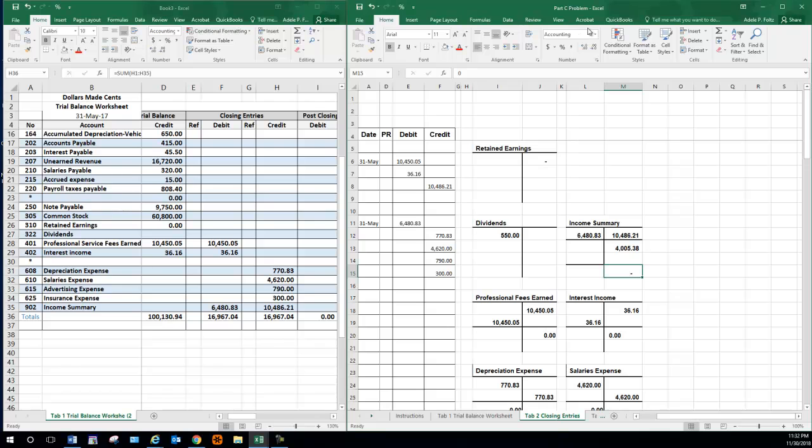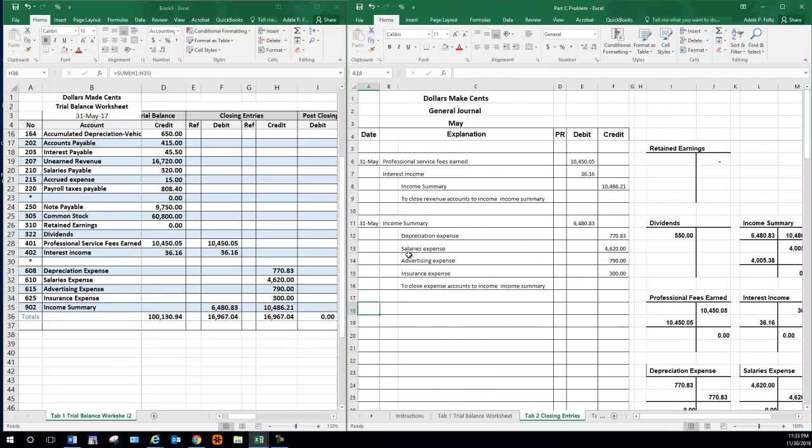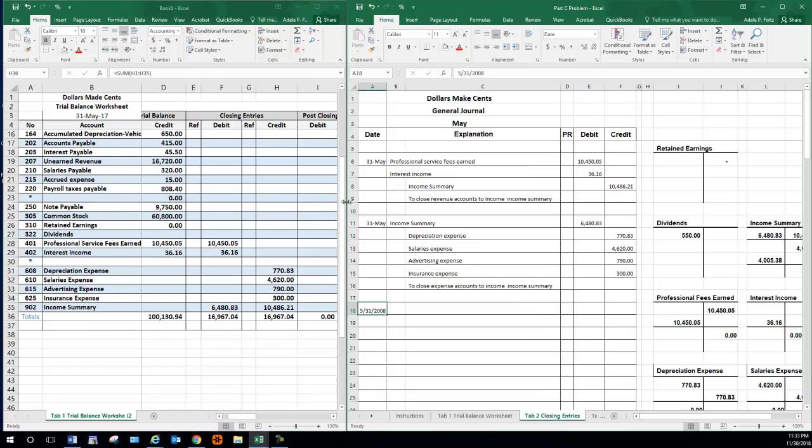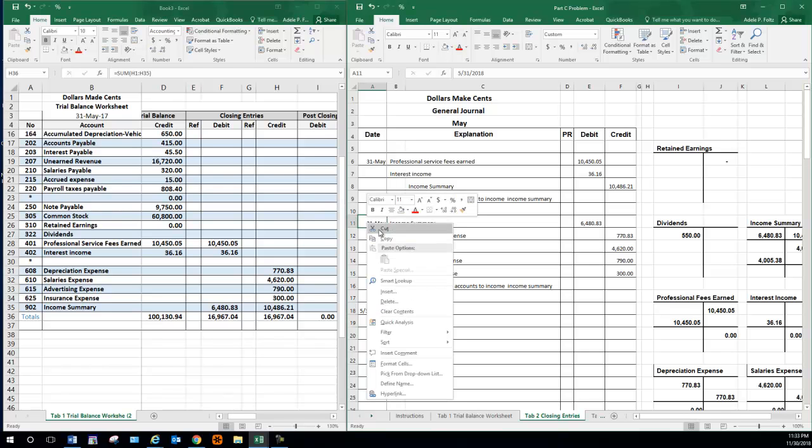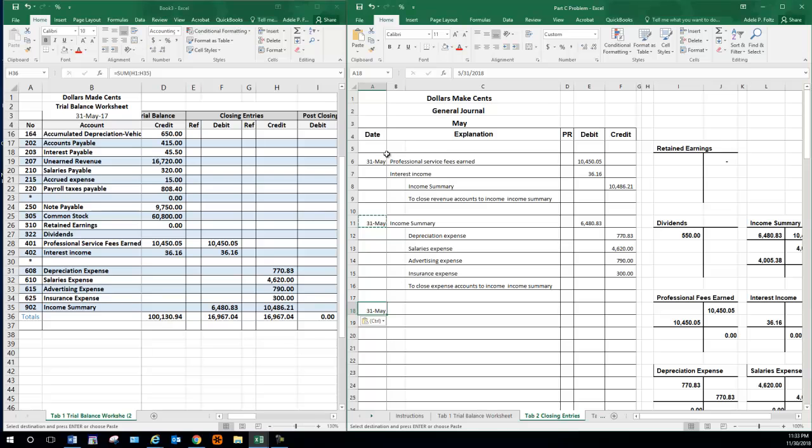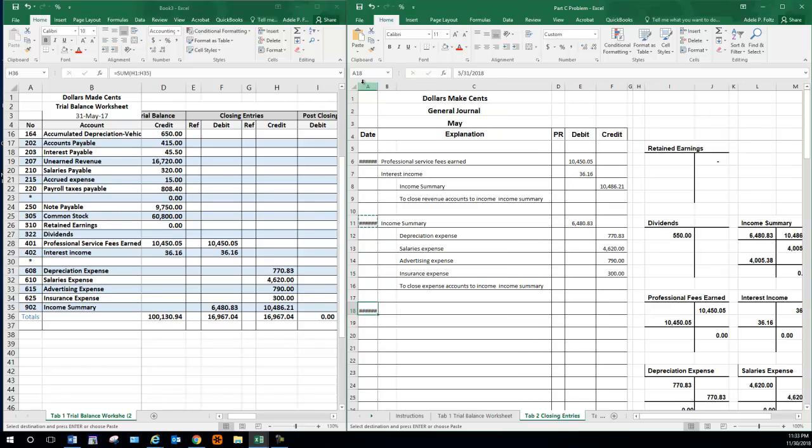And so if it needs to end up at zero, what does it need? If it has a credit balance, and we want it to be zero, we're going to have to debit the account in order to end up with a zero balance. Now, income summary has a zero balance. We debited it. So what are we going to credit? Well, I'm going to come over here and put my debit in first. I don't want that to reformat.